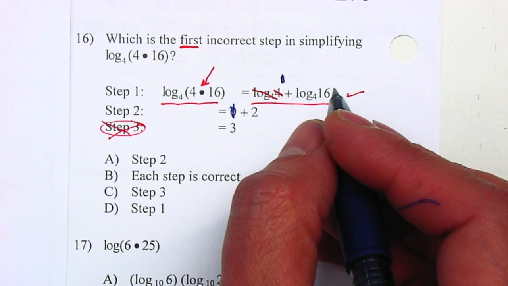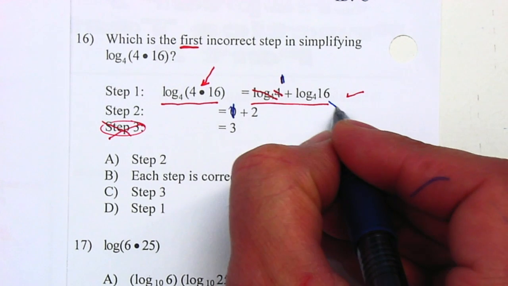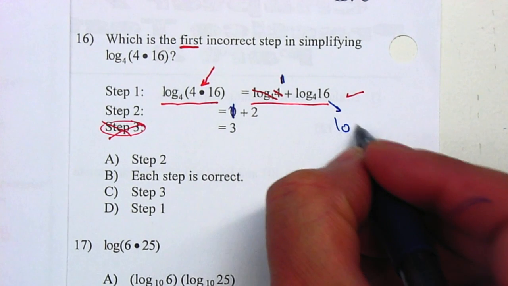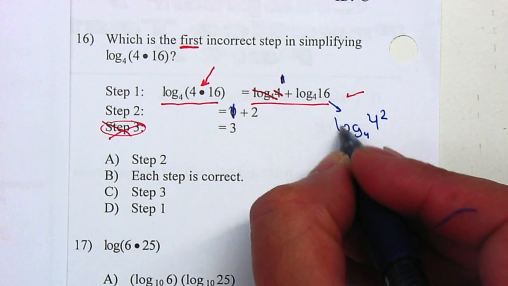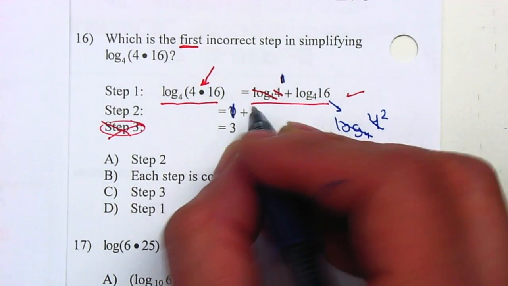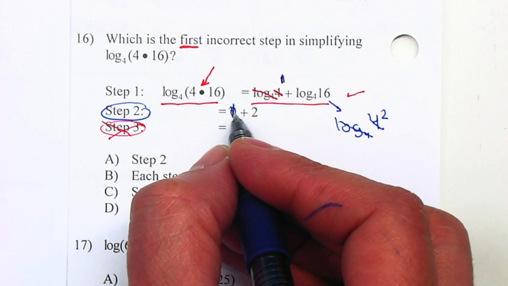Now, log base 4 of 16. We can simplify this as the log base 4. The 16 will change to the 4 to the second power. That cancels, so that is correct. So step 2 is incorrect because the 0 should have been a 1.